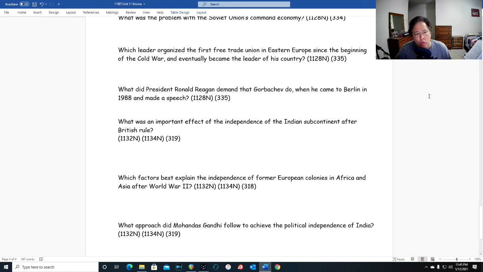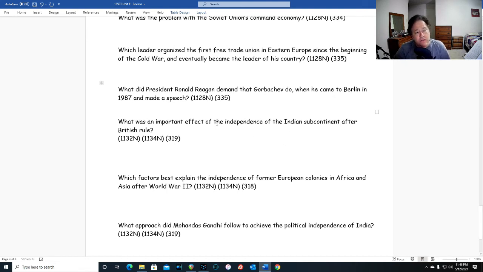So what did President Ronald Reagan demand that Gorbachev do when he came to Berlin in 1987, I think it's 1987, and made a speech? And his big quote was, "Mr. Gorbachev, tear down this wall." Interesting because it sounds very confrontational when you say it like that. But Ronald Reagan and Gorbachev actually became quite good friends. They had a great relationship with each other and actually a level of trust with each other that made the Cold War able to come to an end, actually.